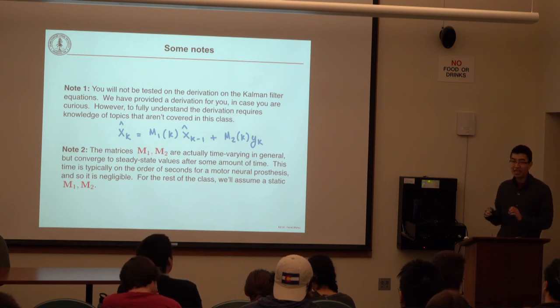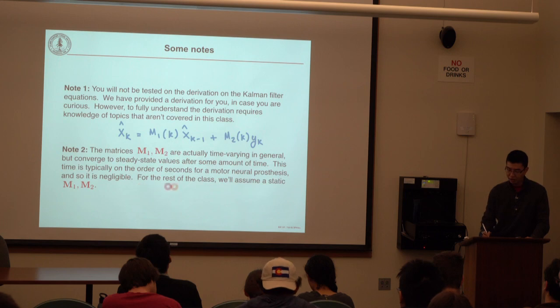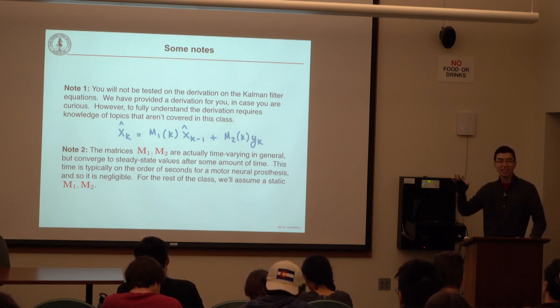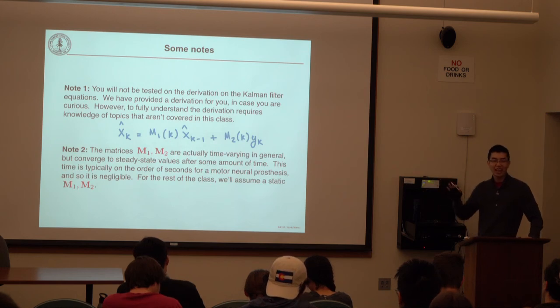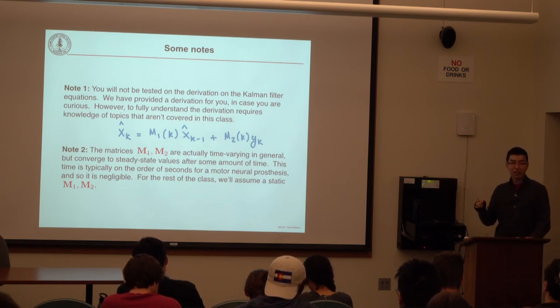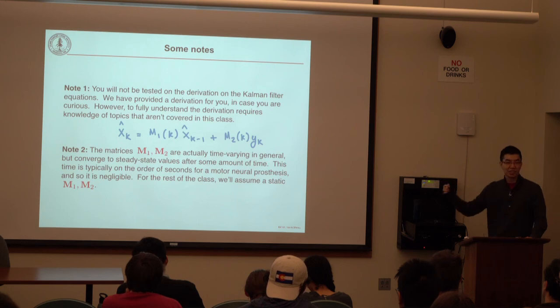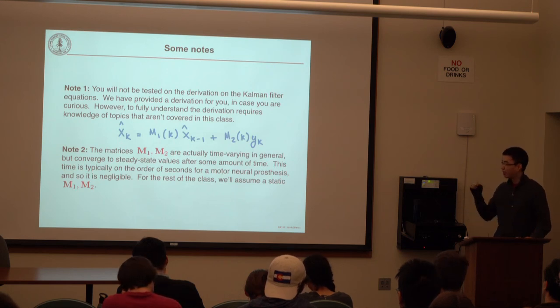And so for the rest of this class, we're going to assume that M1 and M2 are static. But if you're doing this in another application, I want you to remember that there's a chance that M1 and M2 may have something meaningful in their time variation. And so you don't want to always assume a static M1 and M2.